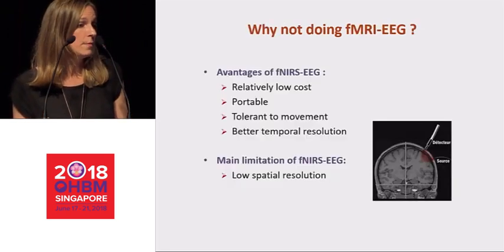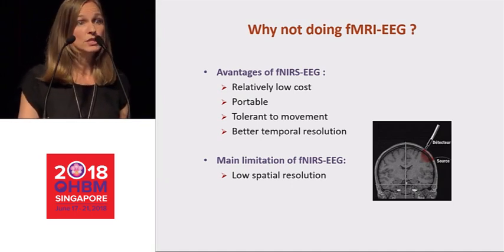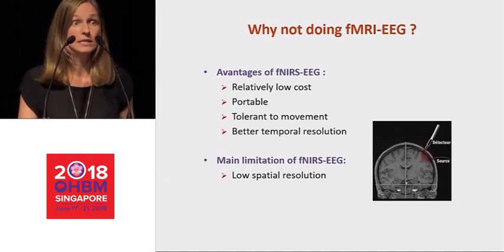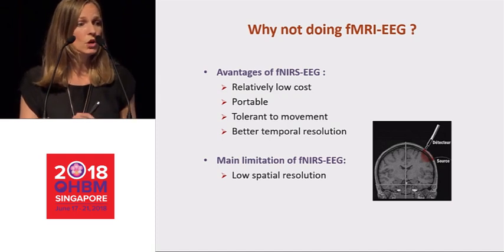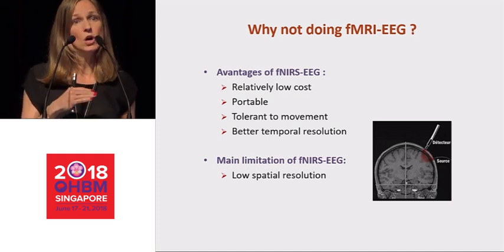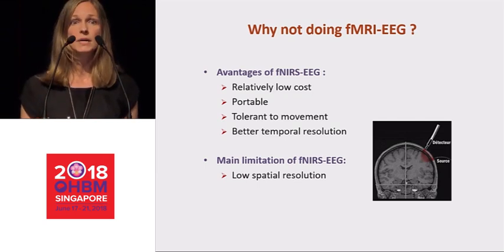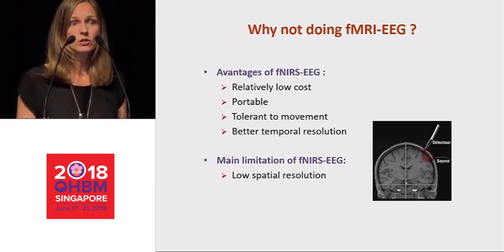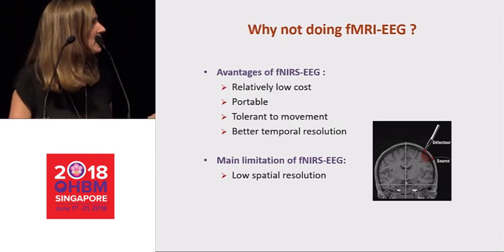And the main limitation of fNIRS compared to fMRI is its low spatial resolution. It's pretty good, but it's not as good as fMRI. It's about 1 centimeter over the cortex, and we are also limited by the shallow penetration of the light into the cortex. So it's not possible to record deep or subcortical structures. It depends on your research question, but it might be a very big limitation.